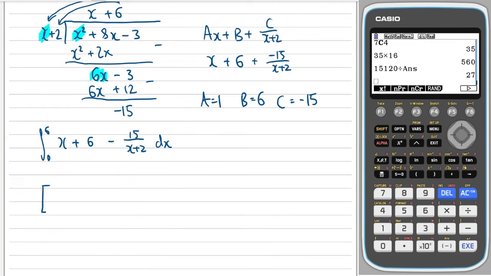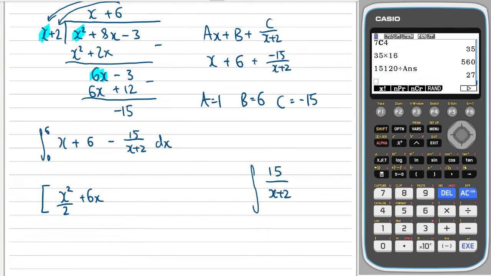Now, x, we would up the power and then divide by the new power. 6 is essentially 6 to the 0, up the power to 1, divide by the new power gives you 6x. And this one's a bit slightly trickier. We have to use our log rules here.